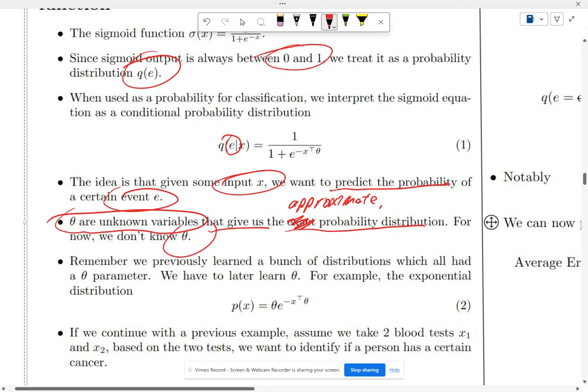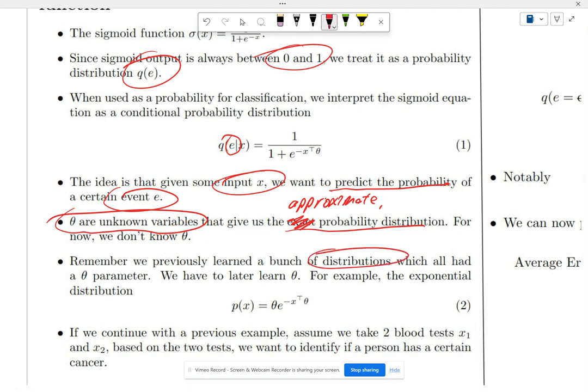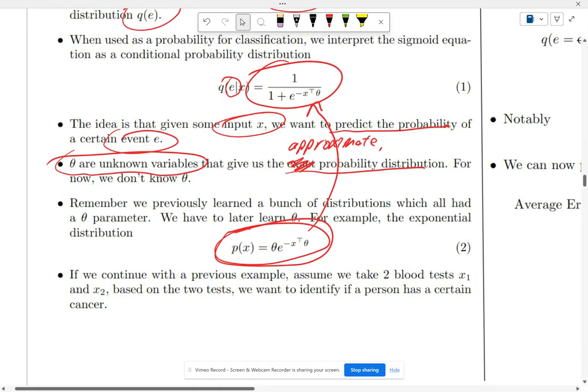For now, we don't know theta. Now remember, we previously learned a bunch of distributions which all had the theta parameter, right? For example, this was the exponential. The exponential distribution had this phase, and that was our P of x. Now, instead of this distribution, we're going to use this one instead.